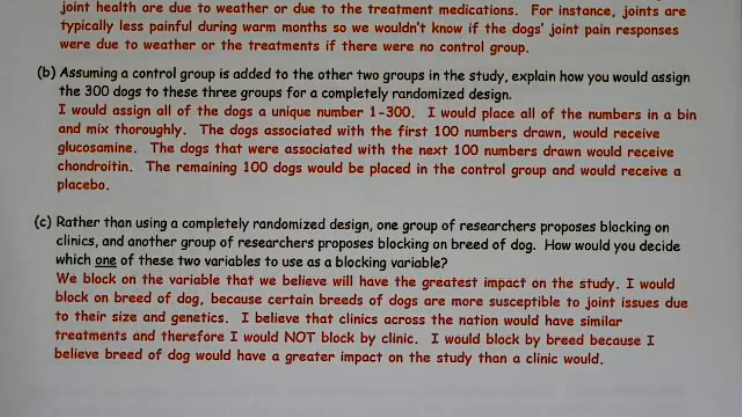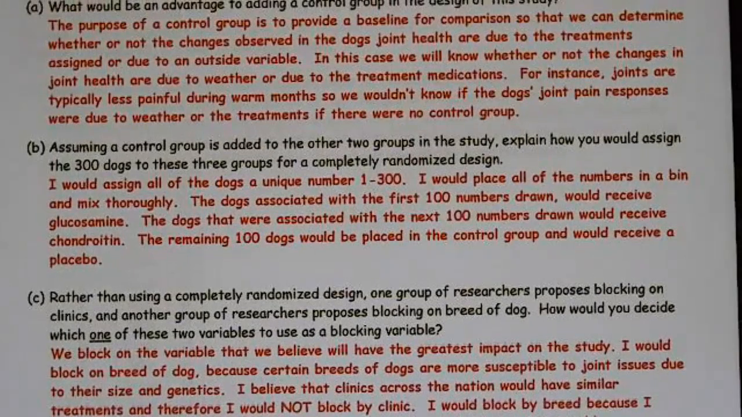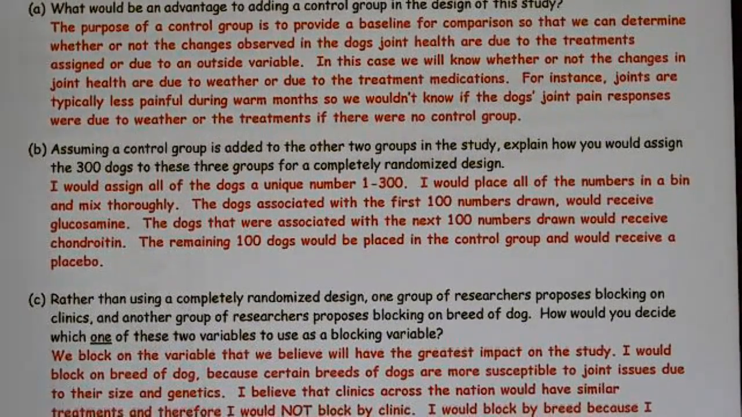So one of the questions that popped up in the chat is, do we have to have an example as to what we're controlling against? And the general answer is yes. You need to have a "such as." And as long as it's reasonable, that's fine. I chose weather. You could have chosen age. You could have chosen something else.